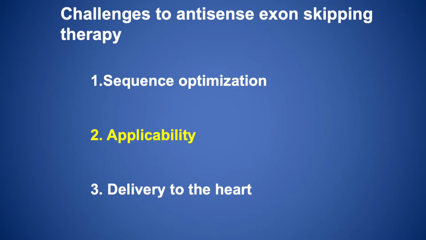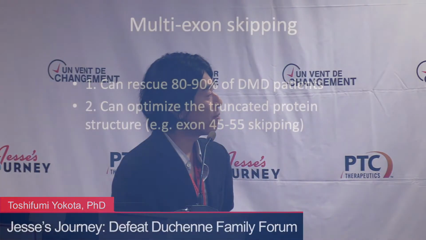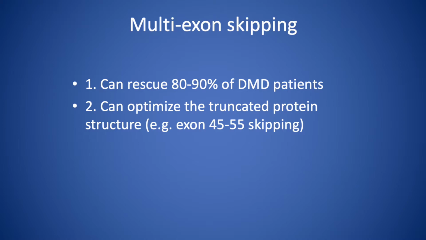We are also trying to increase the applicability of exon skipping, and particularly we are interested in exon 45 to 55 skipping, because each patient has different mutations in different locations. So eventually we have to use multi-exon skipping to rescue most DMD patients. If we can skip multiple exons, eventually we can rescue 80 to 90% of DMD patients. In particular, exon 45 to 55 skipping alone can rescue about 47% of DMD patients.